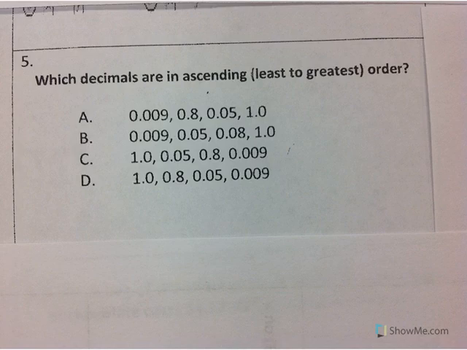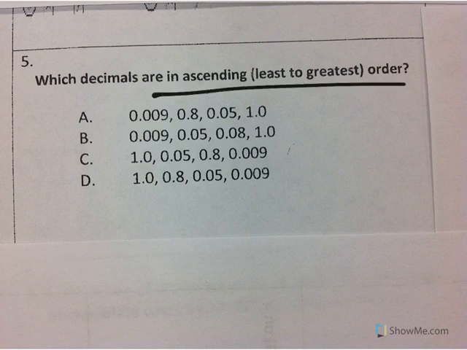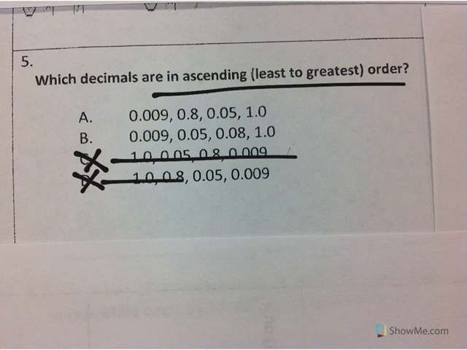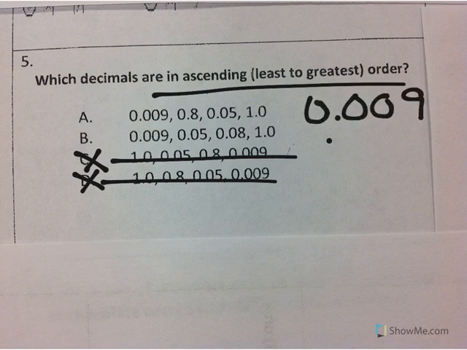Okay, number 5 says which decimals are in ascending order, which is least to greatest, so it's going up. So right off the bat, I know it's not going to be C or D because 1 is greater than all of these numbers right there. So at first, all I'm going to do is look at my numbers. So for A, if I line up my decimals, and I'm just taking the problems right there and lining them up as I see.